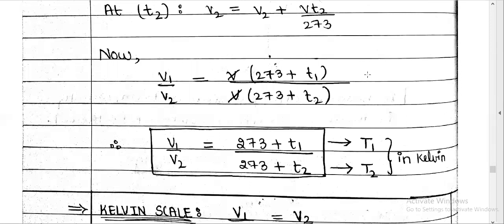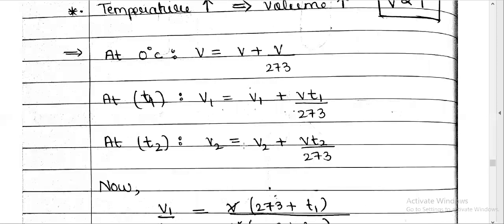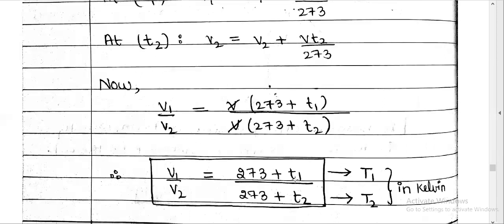That's what I said now. See here T1 and T2, it is written in degree centigrade for this formula. That's why we will get V1 by V2 is equal to 273 plus T1 by 273 plus T2. Yes, it's by experiment. Whenever we talk about any fundamental law, it is from experiment, even P is inversely proportional to 1 by V. Everything we got by experiment.